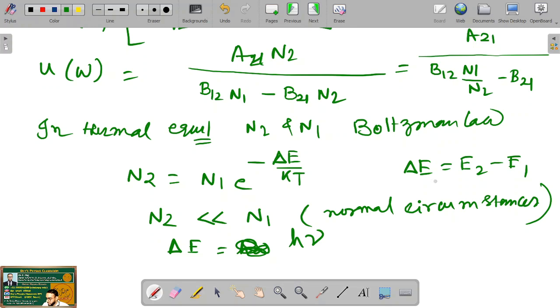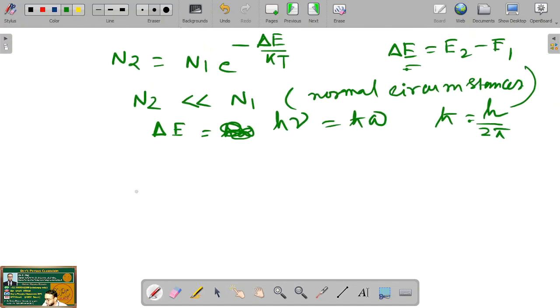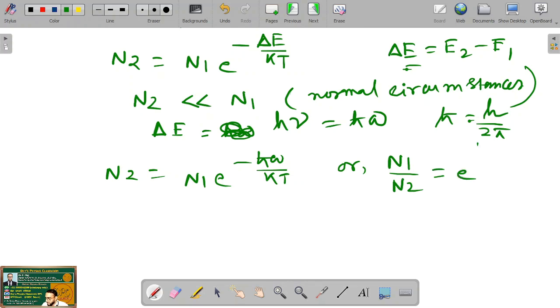We take that energy difference delta E to be h into nu. h is the Planck constant, nu is the frequency, or we can write it as h cut omega, where nu equals omega by 2 pi and h cut equals h, the Planck constant, divided by 2 pi. So we can write this equation as N2 equals N1 e to the power minus h cut omega by kT. So N1 by N2 would be just e to the power h cut omega by kT.